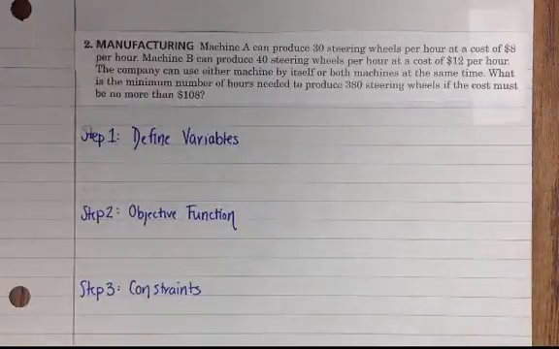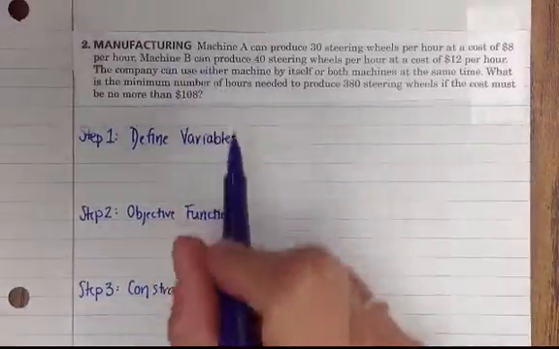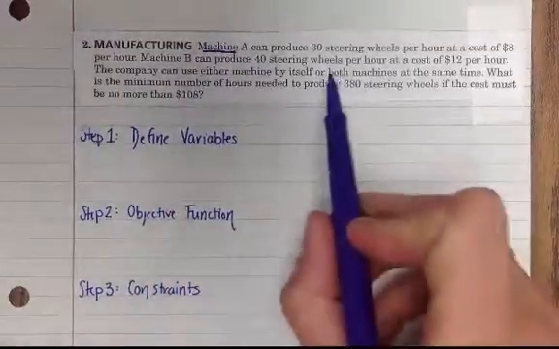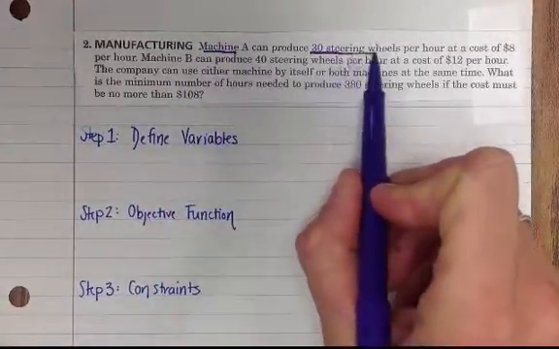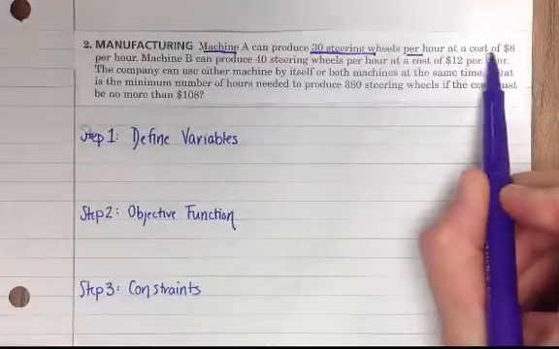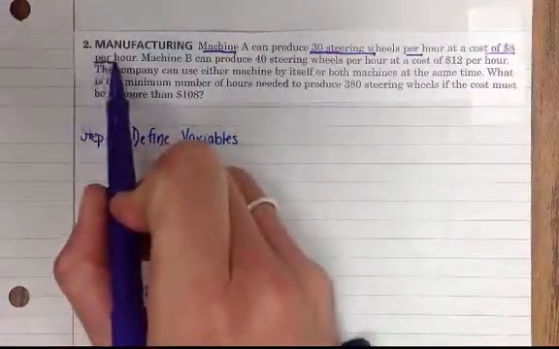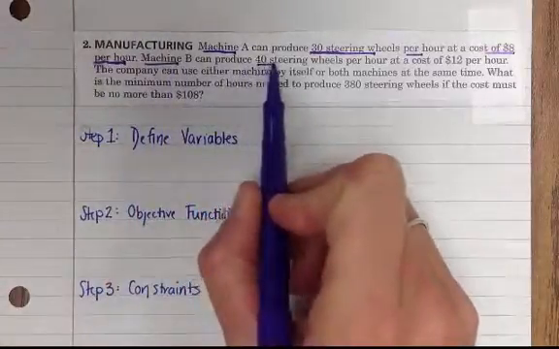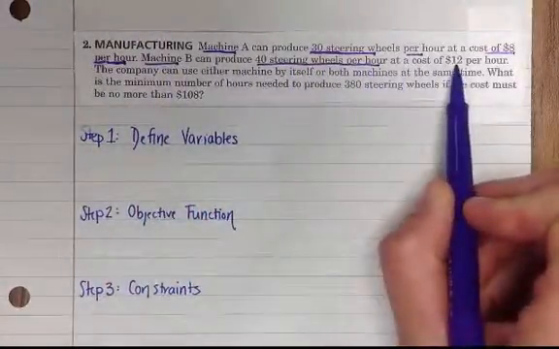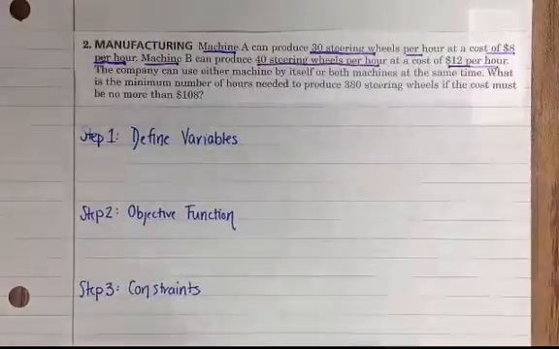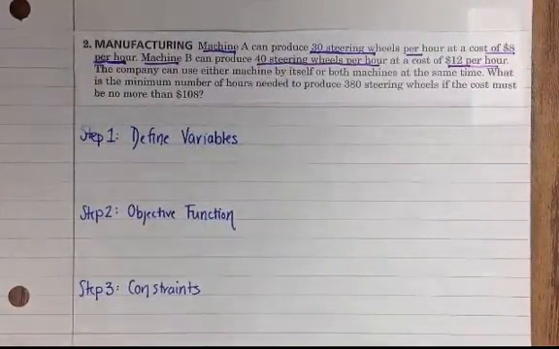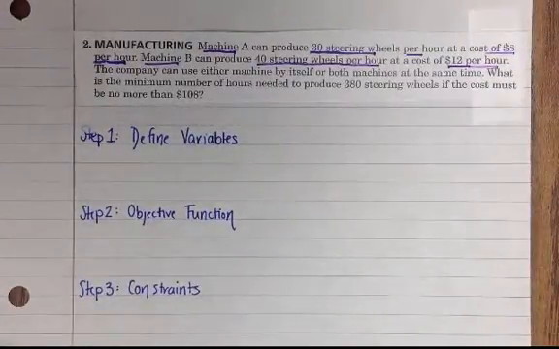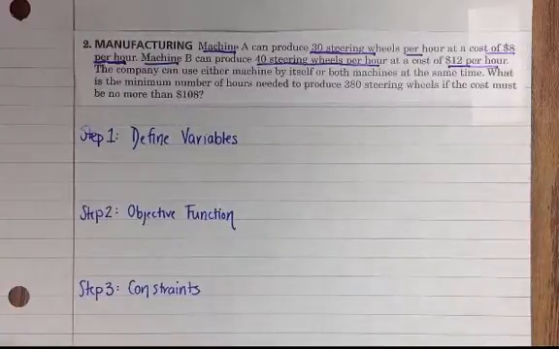Look at another linear programming problem. So here we have machine A, and they can produce 30 steering wheels per hour at the cost of $8 per hour, while machine B can produce 40 steering wheels per hour at the cost of $12 per hour. The company can either use the machine by itself or machines together at the same time.